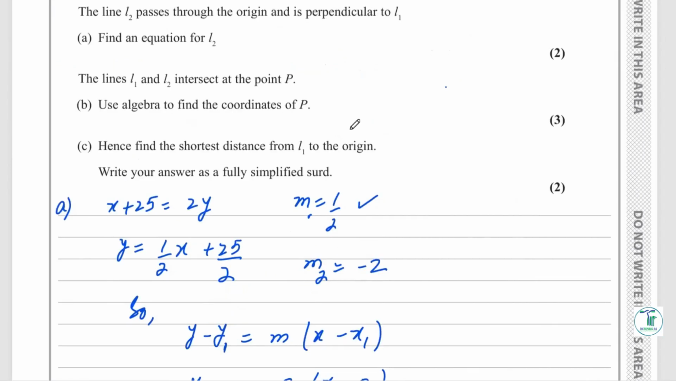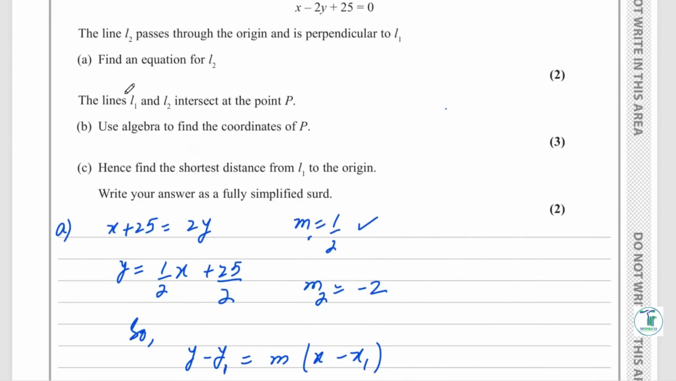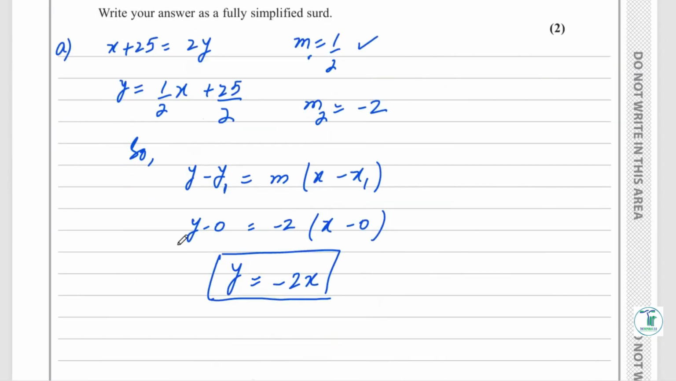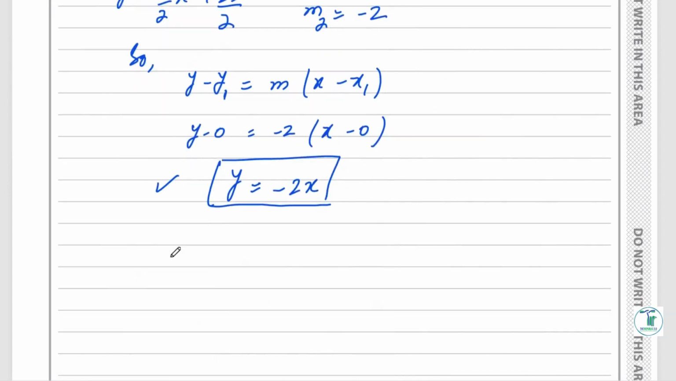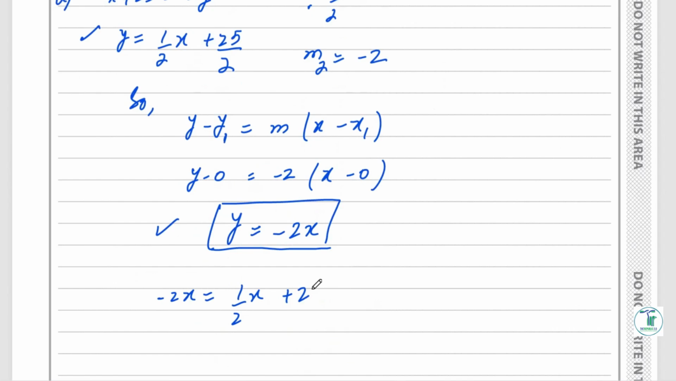Once we've got the equation of L2, in the B part, he's telling us that L1 and L2 intersect at the point P. Use algebra to find the coordinates of P. So we just need to simultaneously solve the equations, and the equations are this one, which is L1, and this, which is L2. I'm just going to equate them, and I've got negative 2x equals 1/2 x plus 25/2. I'm just going to solve this equation to get the value of x.